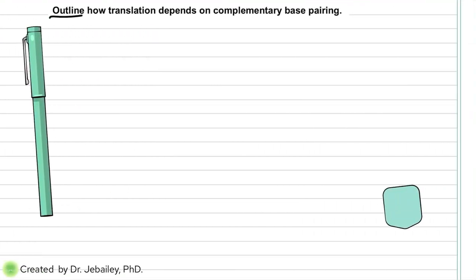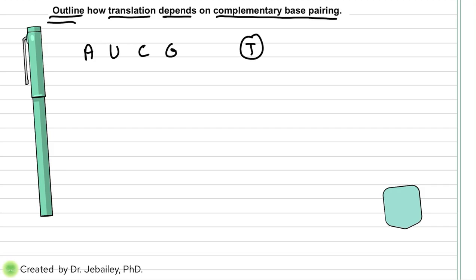Next, it says outline how translation depends on complementary base pairing. When we say complementary base pairing, we're talking about the A, U, C, and G. If you notice, I did not talk about T. Why? Because translation is about RNA going to amino acid.